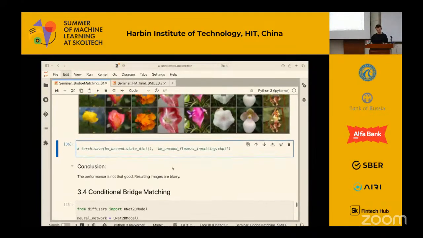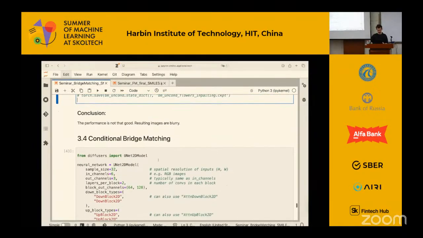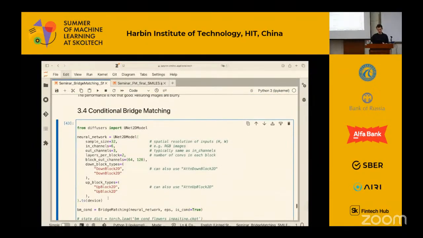So okay, let's see, will conditional batch matching help us? Again, we do almost the same thing, but as I've already said, the neural network architecture for conditional batch matching will be a bit different. It will have xt and x0 as an input. So the dimensionality of the input data is 2 times bigger, and we have to change a bit the number of in channels for our neural network.